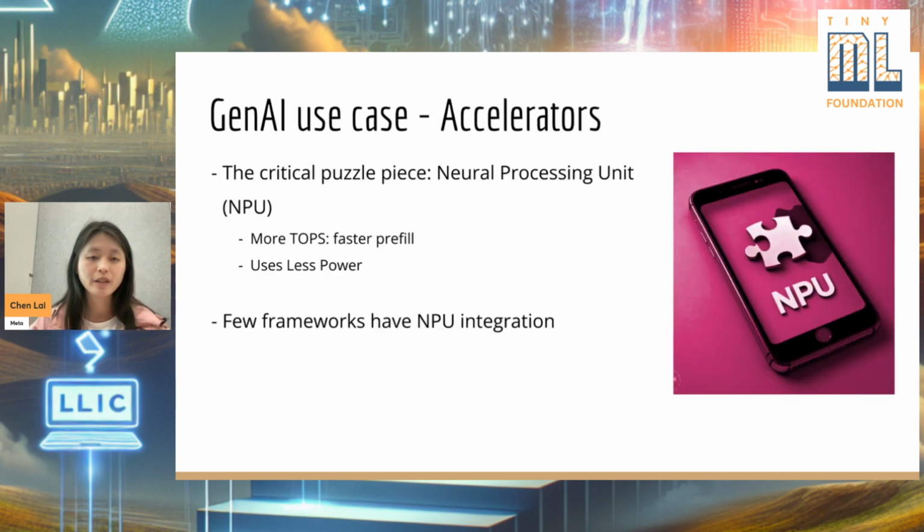In addition to CPU, a critical puzzle piece of on-device AI is the neural processing unit, also known as NPU. It has more TOPS, which means faster prefill, and it is also more power efficient, which is crucial for battery life. Most software frameworks may not have the capability to efficiently enable NPUs, or the stack can be fragmented.